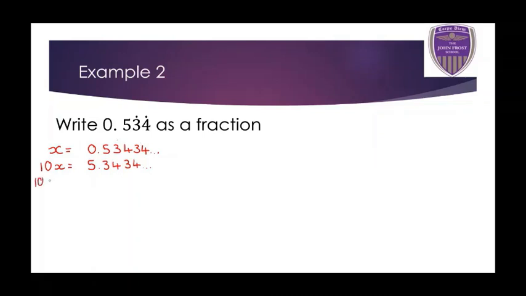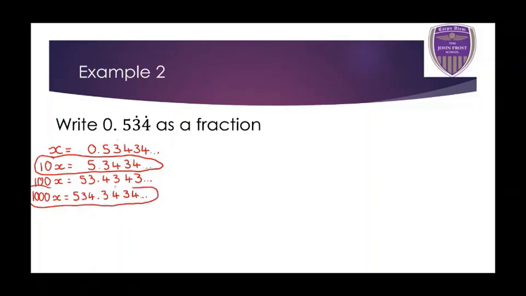Let's try 100x. So that'll be 53.4343. No such luck here either, because as we can see, none of these decimals match up at all so far. So let's go up, let's multiply by 10 again. Let's go to 1000x. And that gives us 534.3434. Now, I can see the two values of x I'm going to use for this question are going to be 10x and 1000x, because after the decimal point, we've got 3434.